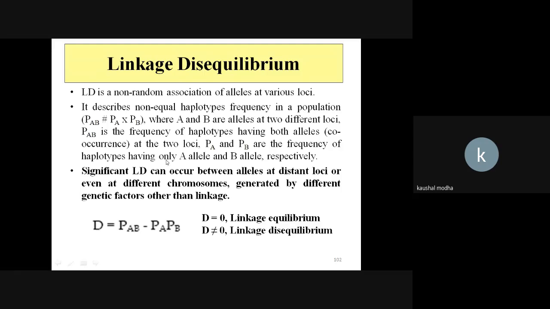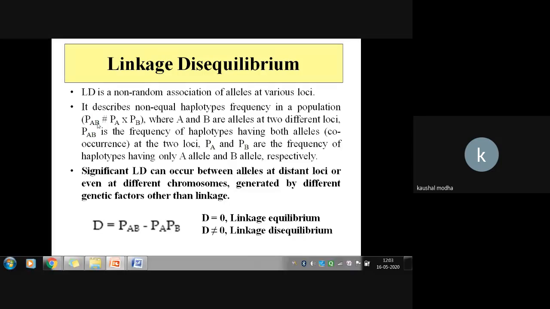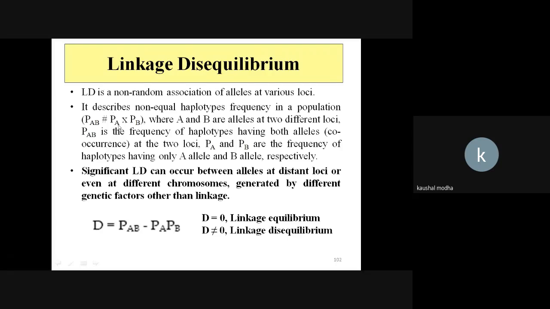So what does it mean? Let us say capital A and capital B are 2 alleles of 2 different loci. That means A is one allele of locus A and B is another allele of locus B. There are two loci under consideration. So the haplotype frequency where A and B both are together in one individual is the co-occurrence of these two alleles. If this co-occurrence is not equal to the multiplication of their independent frequencies, then we say that linkage disequilibrium is present. How can we understand this?